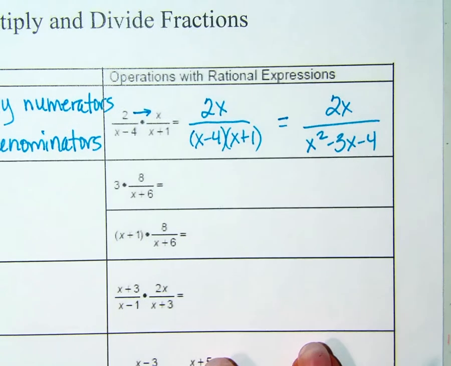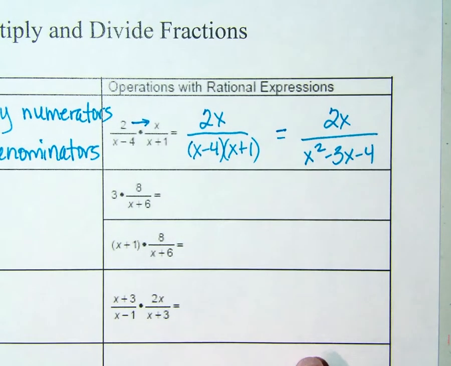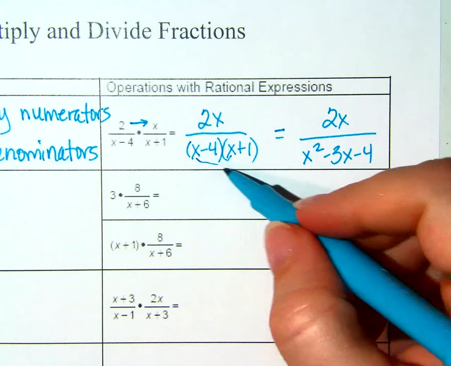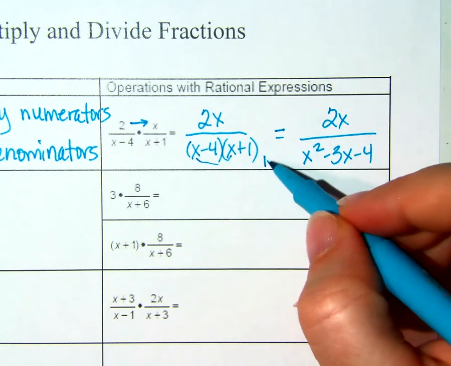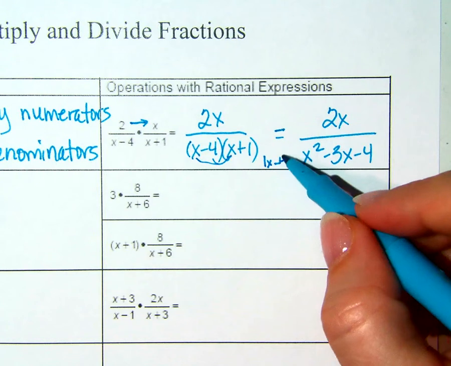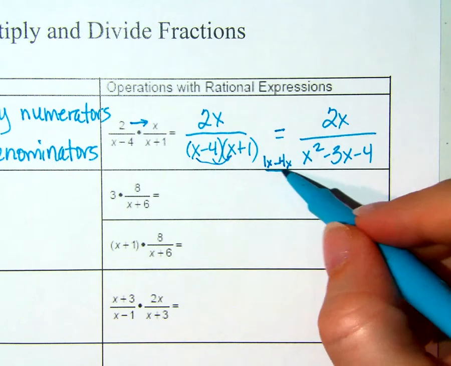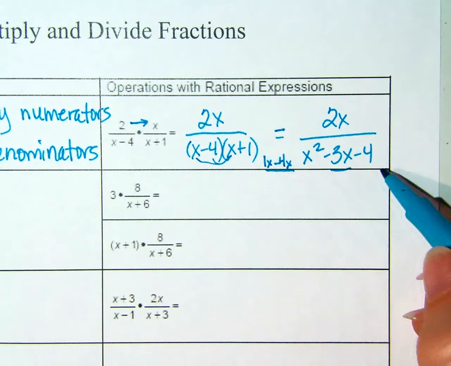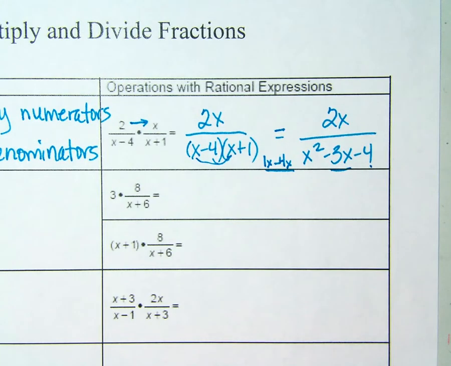Oh. x times x is x squared. x times 1 is 1x. Negative 4 times x is a negative 4x. So when I combine those two, it gives me the negative 3x. And then the last term, negative 4 times 1 is a negative 4. Does that make sense? Good question.